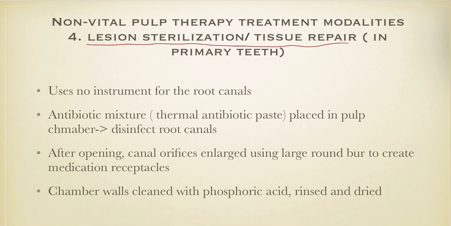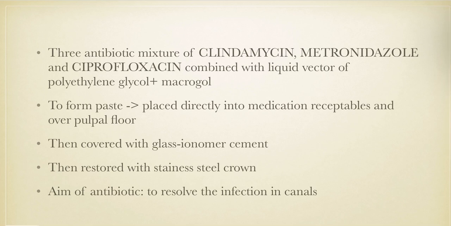We have an antibiotic mixture, a triple antibiotic paste, which is placed in the pulp chamber, which disinfects the root canals. And after opening through the antibiotic paste, you enlarge the canal orifices using a large round bur to create medication receptacles. And then these chamber walls are cleaned with phosphoric acid, which are rinsed and dried. The antibiotic paste consists of clindamycin, metronidazole, and ciprofloxacin.